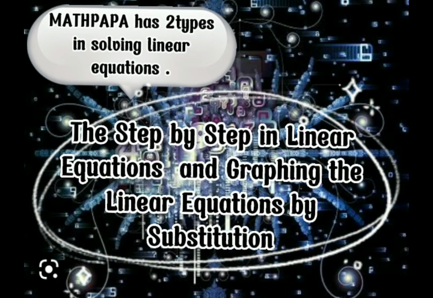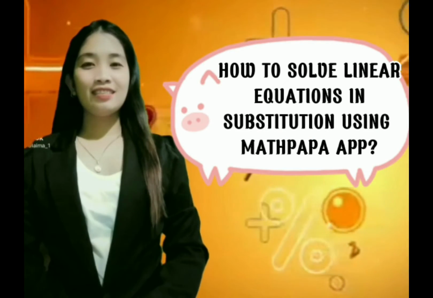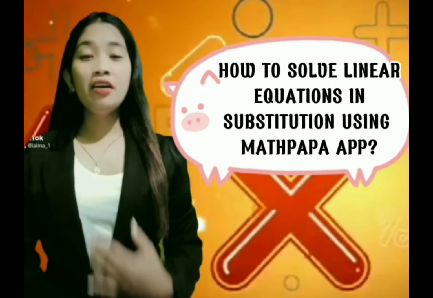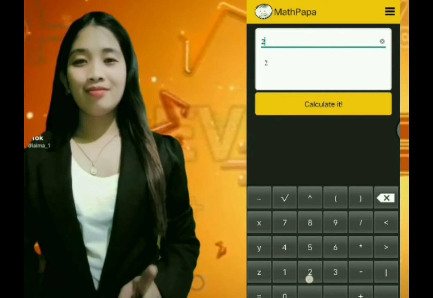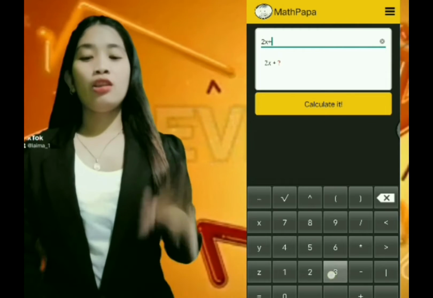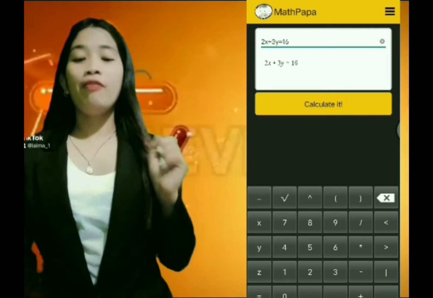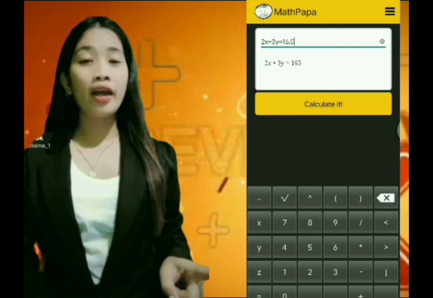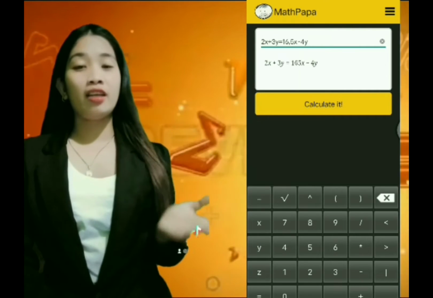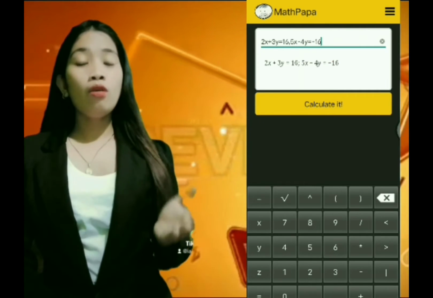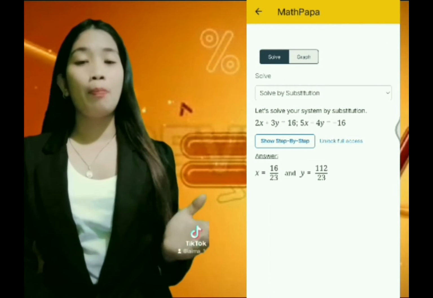MathPapa has two types in solving linear equations. How to solve linear equations by substitution in the MathPapa app. For example, 2x plus 3y equals 16 and 5x minus 4y equals negative 6. So we are going to calculate it and look for the solution using substitution, step by step.